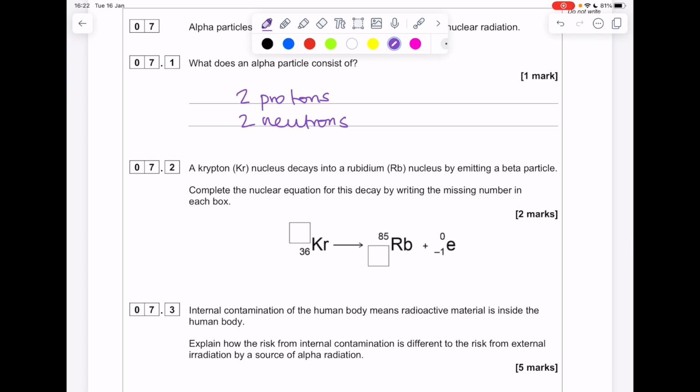A krypton nucleus decays into a rubidium nucleus by emitting a beta particle. Complete the nuclear equation. Right, so in beta decay, what happens is a neutron turns into a proton, which means the mass number is unchanged because they both have a mass of 1. But we gain a proton, which means the atomic number goes up by 1.